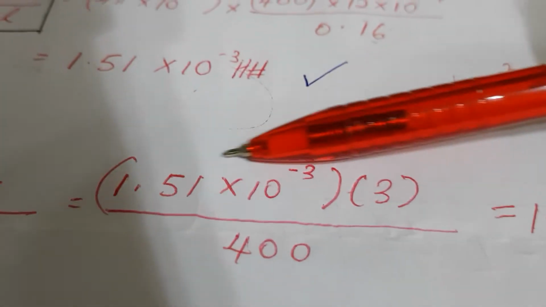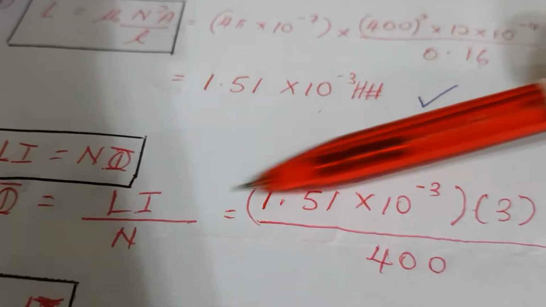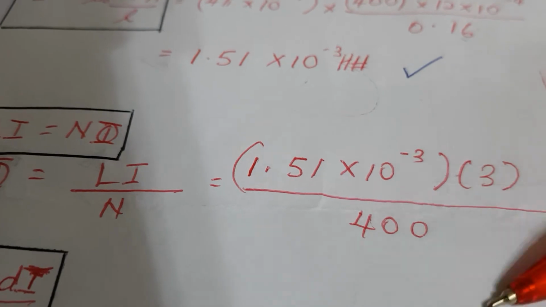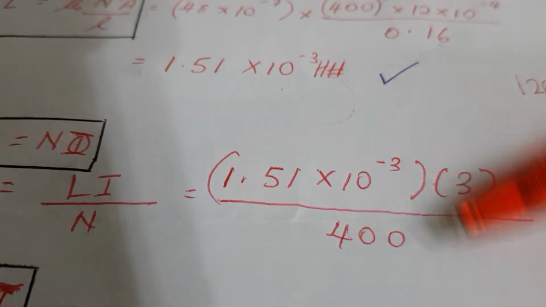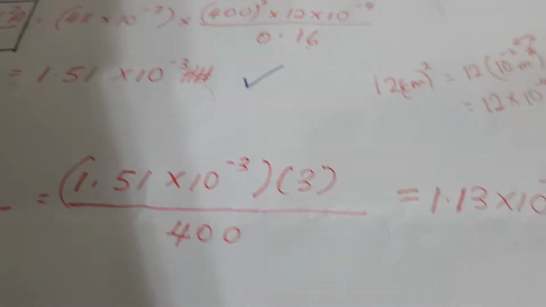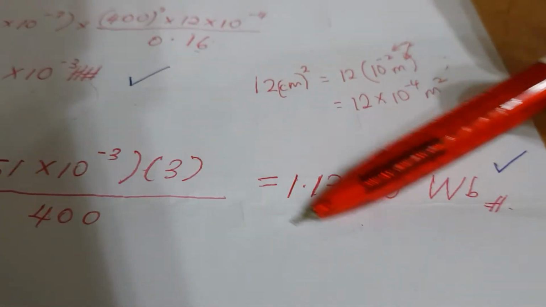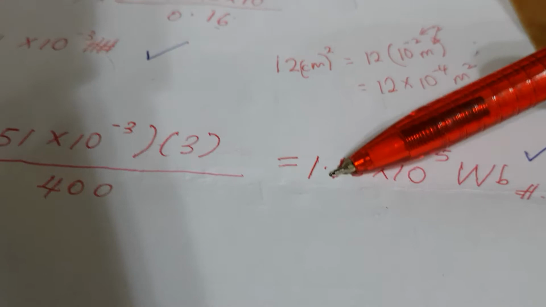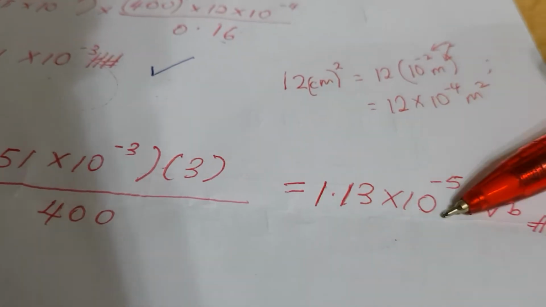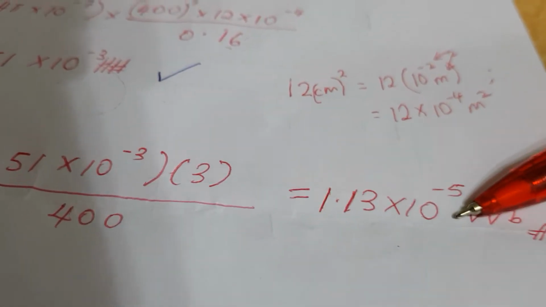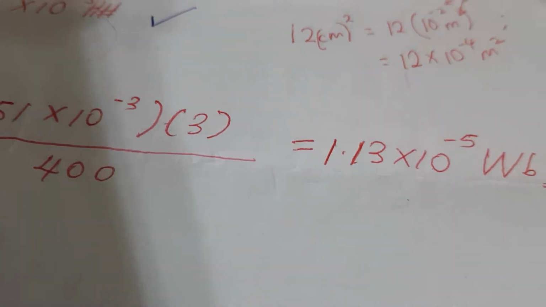So here, 1.51 times 10 to the power negative 3. What is your I? 3 ampere. N is number of turns, 400. So when you divide all, you're going to get 1.13 times 10 to the power negative 5 Weber. I don't know how come some of you can get funny answers here. Now again, smallest SF is 2 in your question, so you may answer as 1.1.